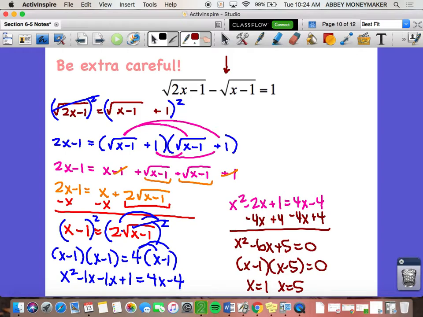So again, from here, I am going to go ahead and plug those back in. Maybe we could do some mental math here. 1 works. 5, that's 9. 3 minus 2. They both should work.